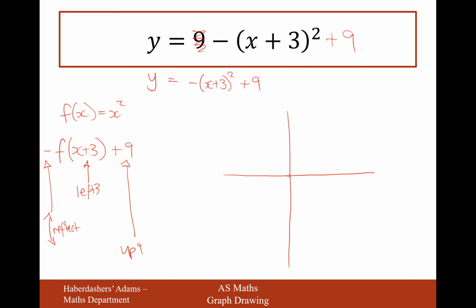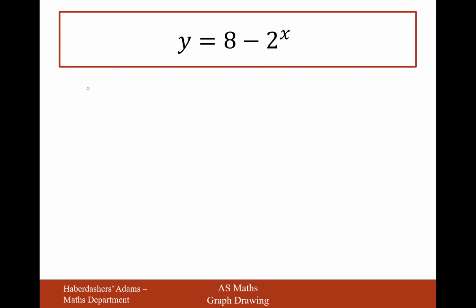Imagining the y equals x squared shaped graph first. Let's move it now left 3, so it's this kind of shaped graph here. Then we're going to reflect it up to down and down to up. And then we're going to move it up by 9, so it's going to look kind of like that. So it's going to be across here, it got moved left by 3 and then up by 9, and it's reflected due to the negative symbol in front of the x plus 3 squared.